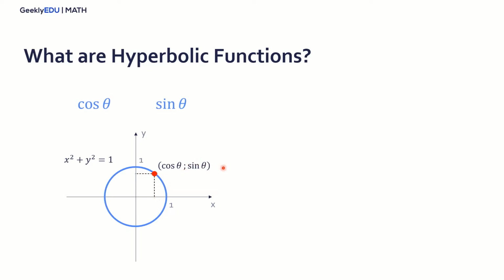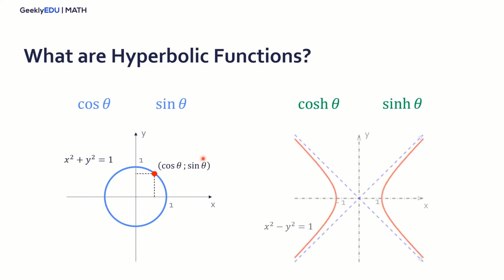Now for the hyperbolic functions, it's the same idea. For the hyperbolic cosine and the hyperbolic sine it's exactly the same idea, but the difference is we're not associating these functions with the unit circle but with the hyperbola. That is this weird thing over here. Again, for the hyperbola, we have a coordinate for a certain angle that you can represent by the hyperbolic cosine and the hyperbolic sine.